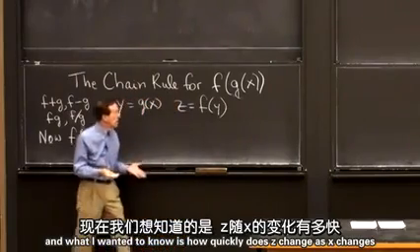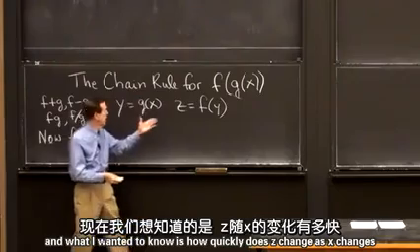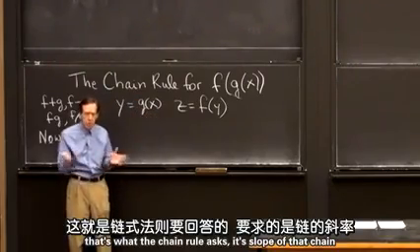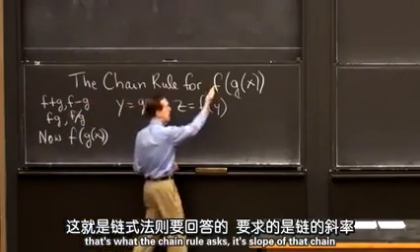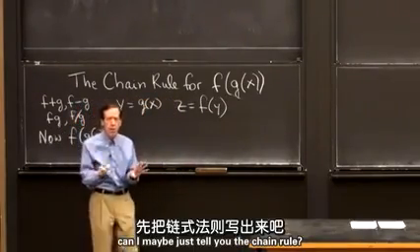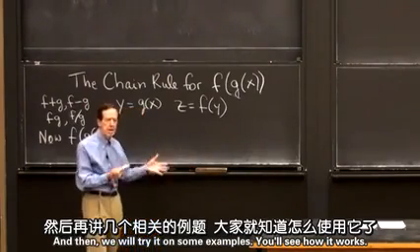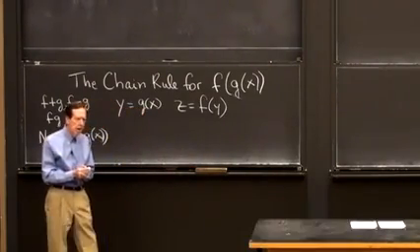And what I want to know is, how quickly does z change as x changes? That's what the chain rule asks. It's the slope of that chain. Can I maybe just tell you the chain rule, and then we'll try it on some examples. You'll see how it works.